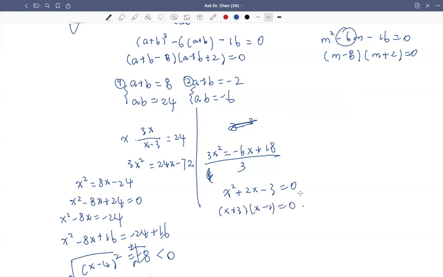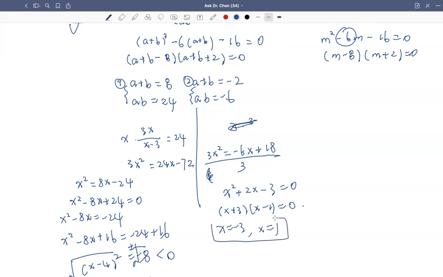Right? So I have 3x squared. Did I do it right? I have 3x squared, yes. So x equals -3 and x equals 1.